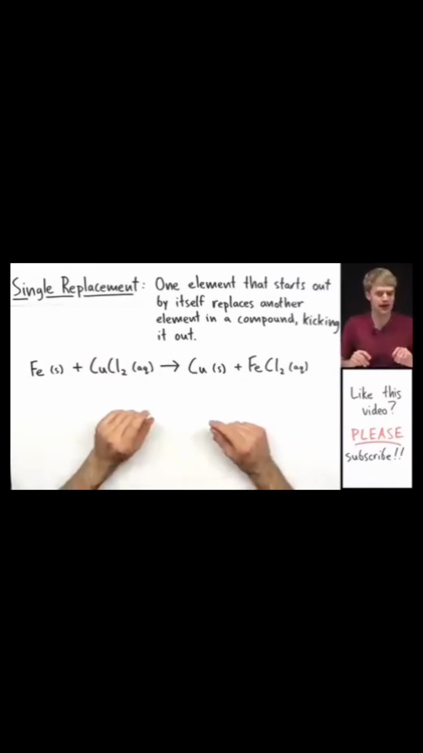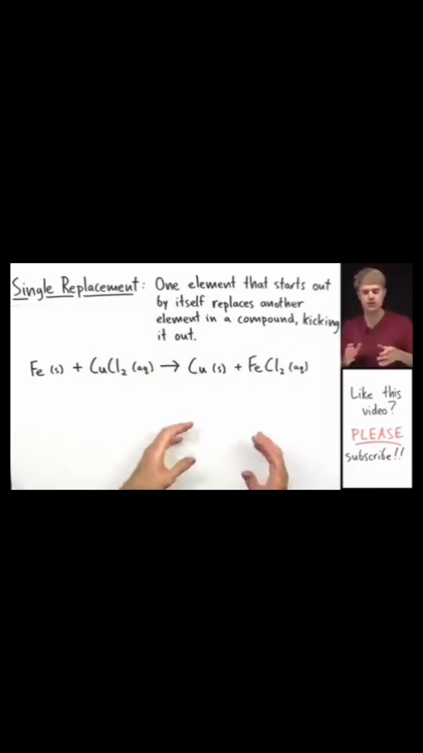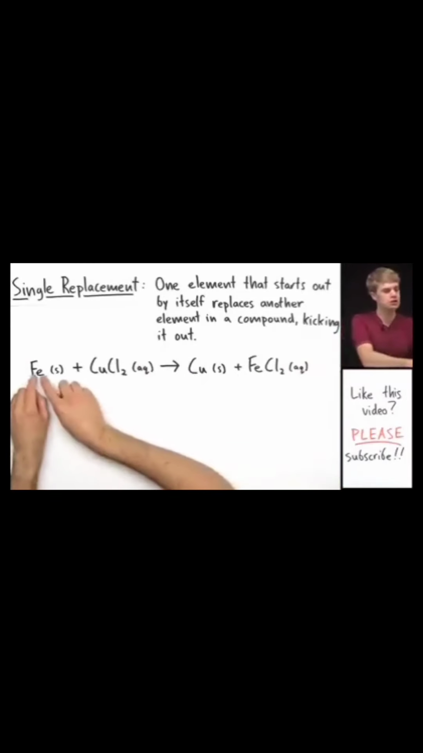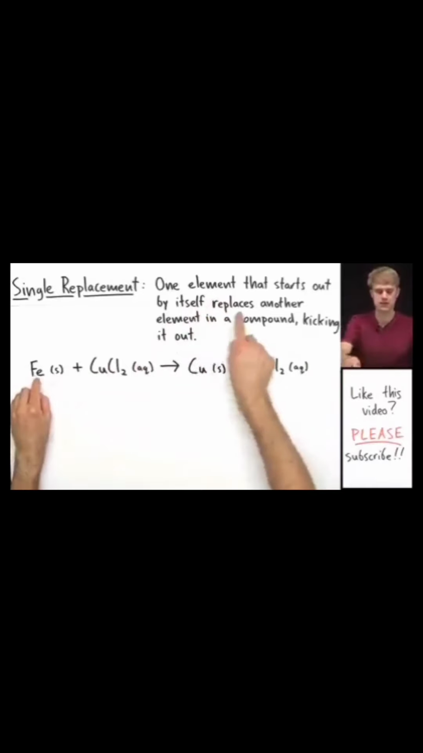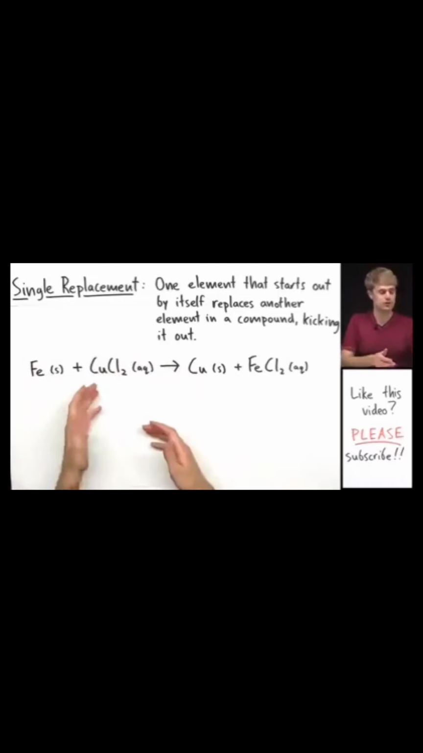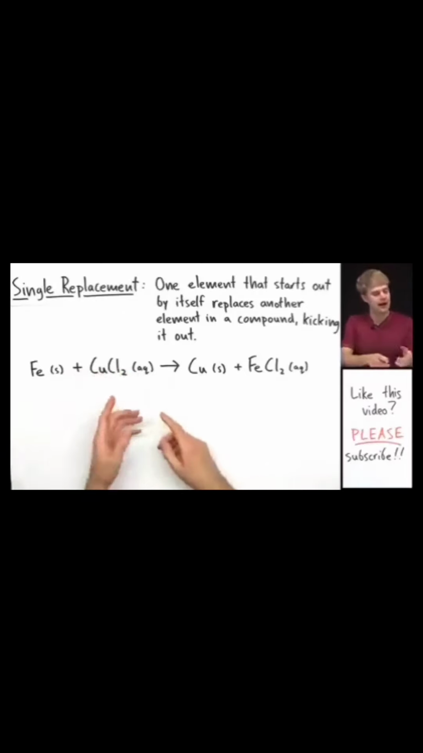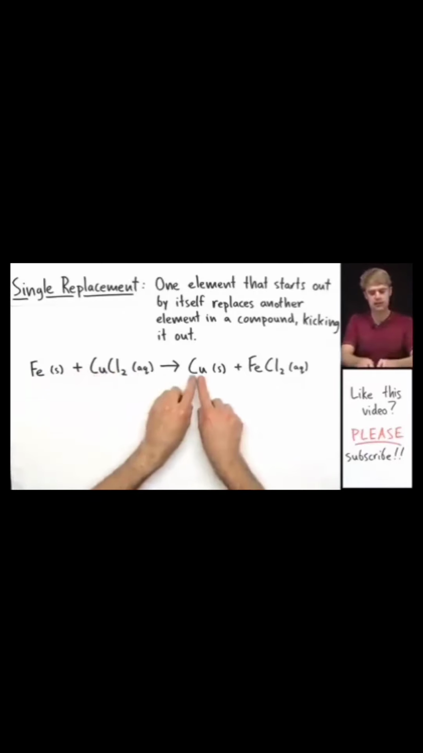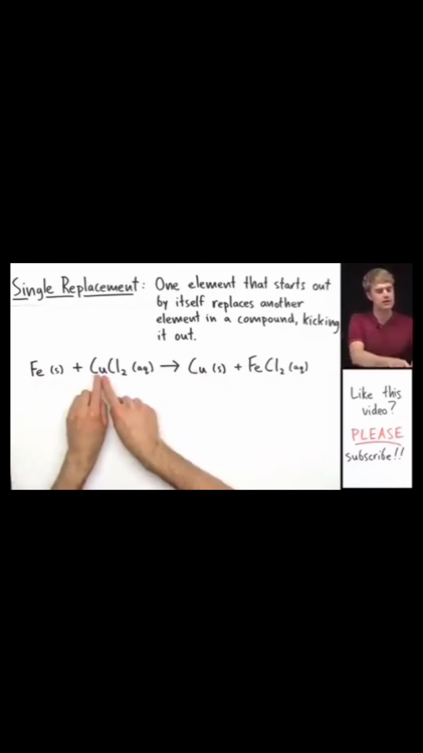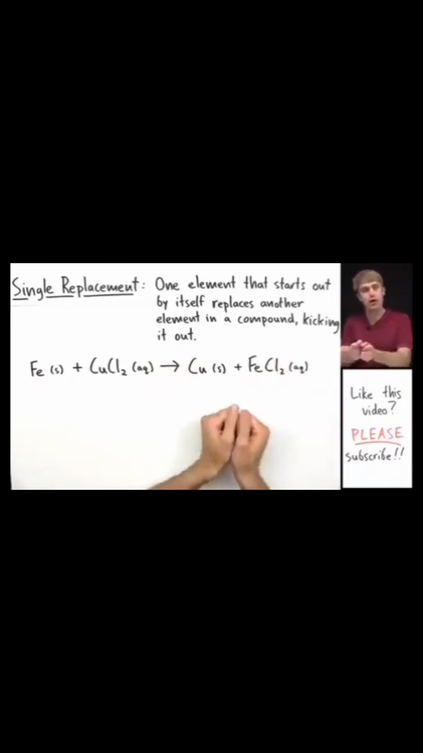So in a single replacement reaction, what happens is that one element that starts out by itself replaces another element in a compound, kicking it out. And here's an example to show you what I mean. We start out with iron, Fe, which is this element that's by itself. And iron combines with CuCl2, which is copper chloride. Okay, so copper and chloride are paired up here. But what happens is iron kicks out the copper, the Cu. So the Cu ends up by itself, and the Fe, the iron, takes the place of that copper. So now the iron and the Cl are paired up.